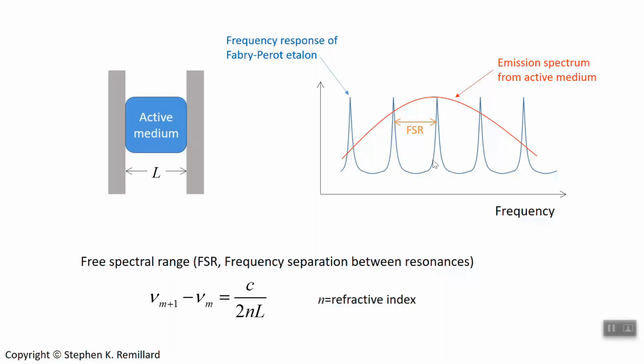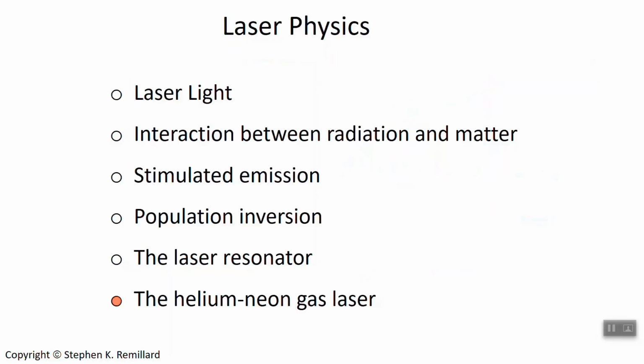So then you have the ability to select out which frequencies are going to be emitted. Outside of these resonant frequencies, there simply won't be photons available to generate stimulated emission. And this allows the narrowing of the spectrum that comes out pretty significantly.